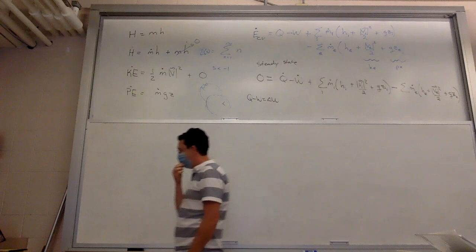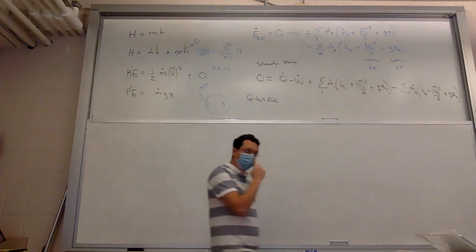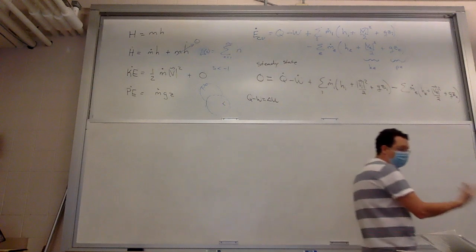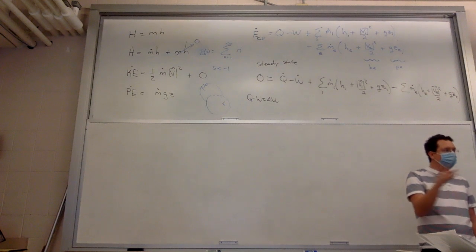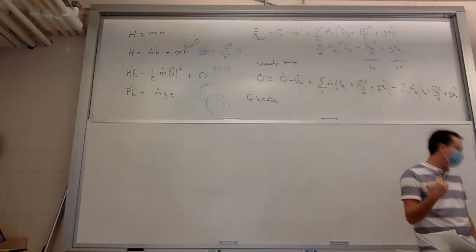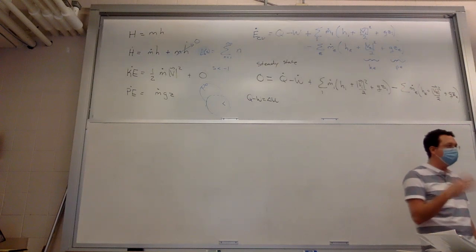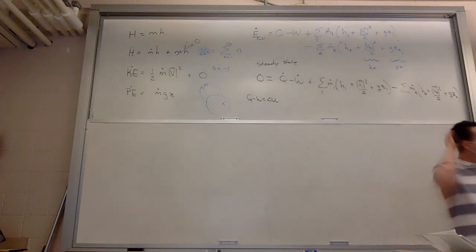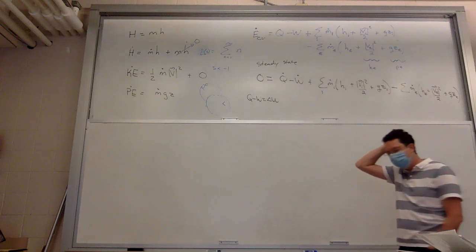And basically then we're going to go through different devices, different components, and work through what are the reasonable assumptions you can make. If you have a nozzle or a diffuser or a turbine or a boiler or this or that, what can you assume about them?